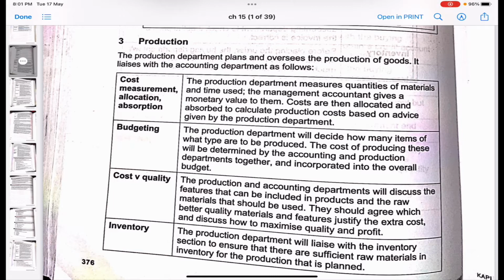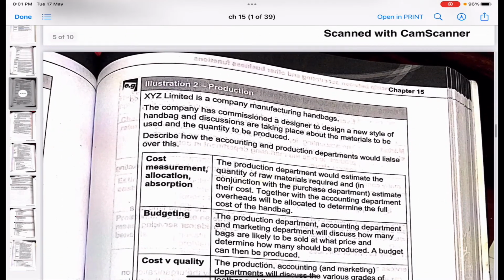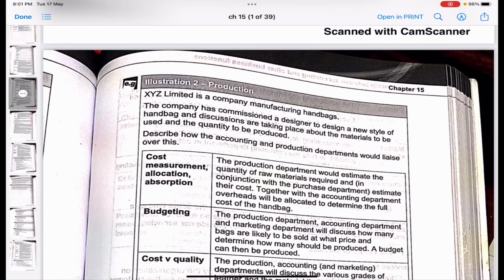So the purchasing or the buying department bought everything, checked everything and got it. Now the production department starts making the handbags with the leather, in case of the previous one. So first the cost measurement, allocation and absorption, and then we have budgeting, and then cost versus quality, and then inventory. XYZ Limited is manufacturing handbags. The company has commissioned a designer to design a new style of handbag, and discussions are taking place about the materials that are to be used and the quantity that is to be produced.